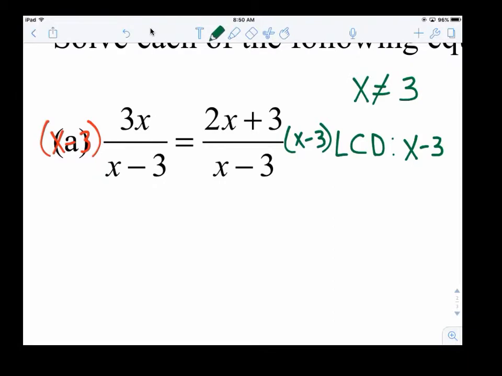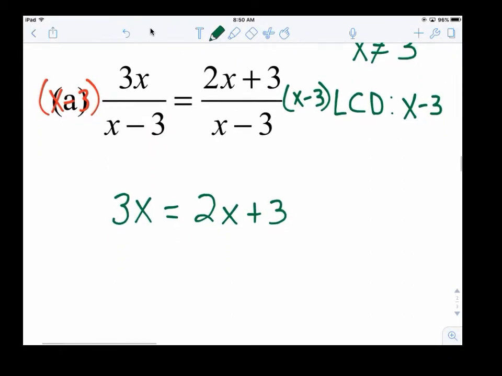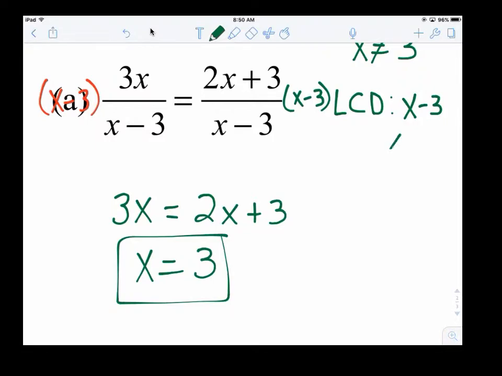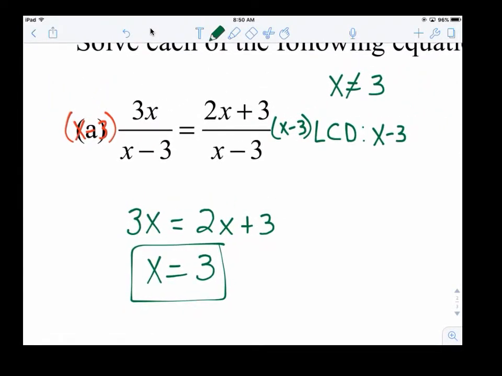Okay, so the x minus 3's cancel, right? And you're left with 3x. And then x minus 3's cancel, and you're left with 2x plus 3. So if I subtract my 2x on both sides, I get x equals 3. But what's the problem? X cannot equal 3, right?